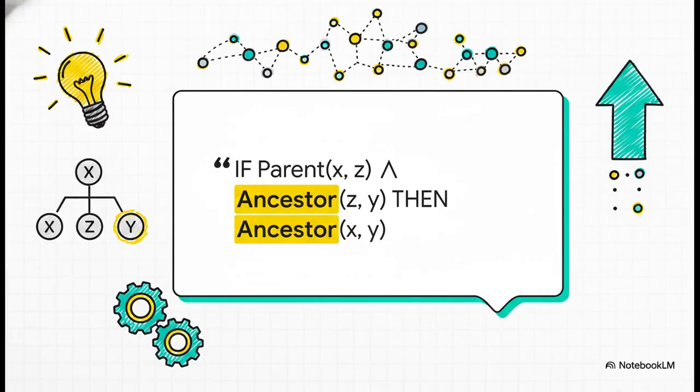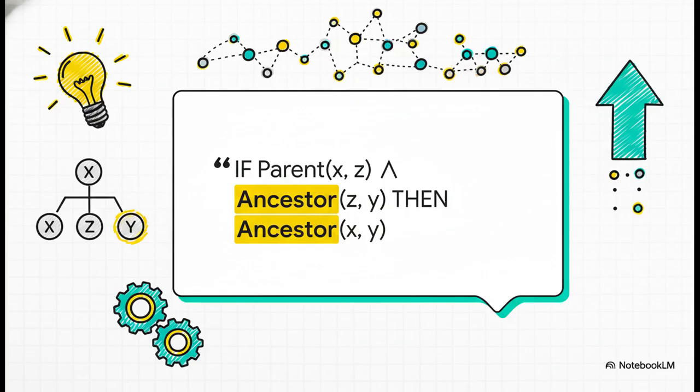And here it is. This is the aha moment. This is what's called a first-order rule, and it's a completely different way of thinking. Let's read it. It says X is an ancestor of Y if X is the parent of some other person Z, and that person Z is an ancestor of Y. Do you see what it's doing? It's defining the concept of ancestor by using the concept of ancestor.